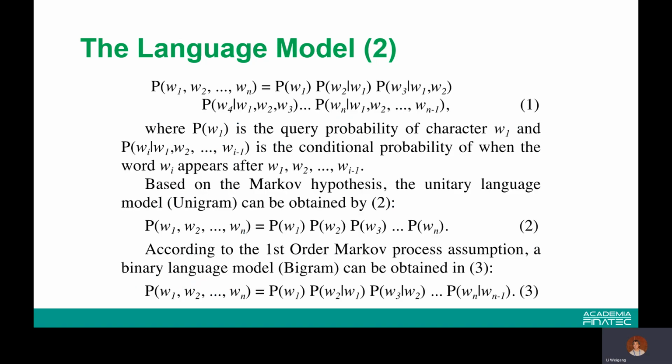The first equation is P(W). I is a query probability of character WI, and P(WI | W1, W2, ..., WI minus 1) is a conditional probability when the word WI appears after W1, W2, ..., WI minus 1. Based on the Markov hypothesis, the unitary language model, unigram, can be obtained by equation 2. According to the first order Markov process assumption, a binary language model, bigram, can be obtained in equation 3.